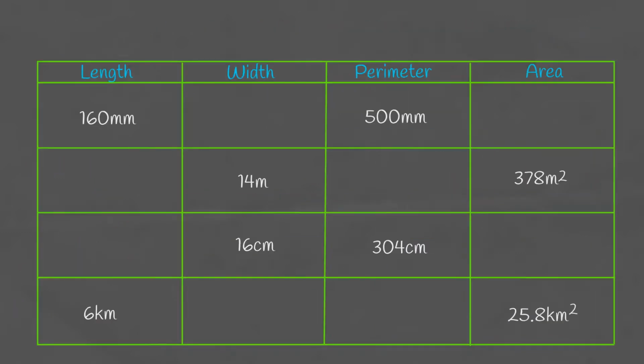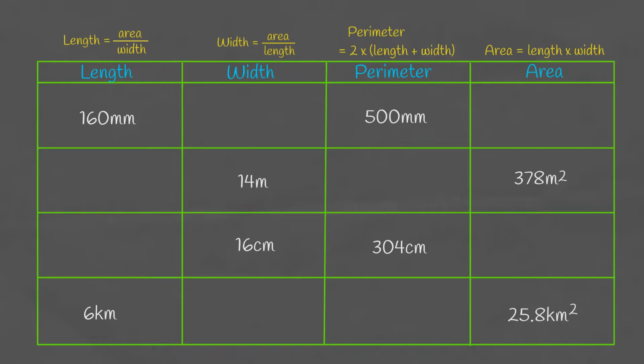Well, we may be given a table like this where we have to fill in the missing information. You might find it helpful to write down the relevant equations first. So if we start with the top row, we have the length and perimeter of this rectangle, but we're going to find out the width and the area.